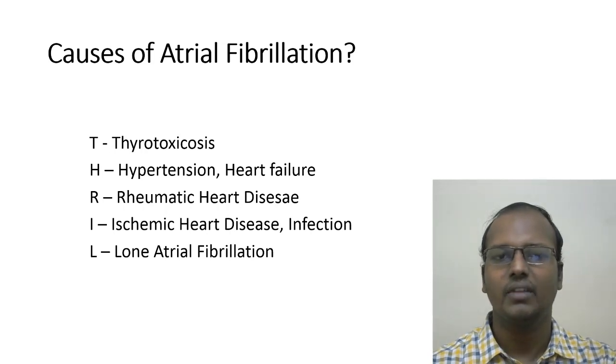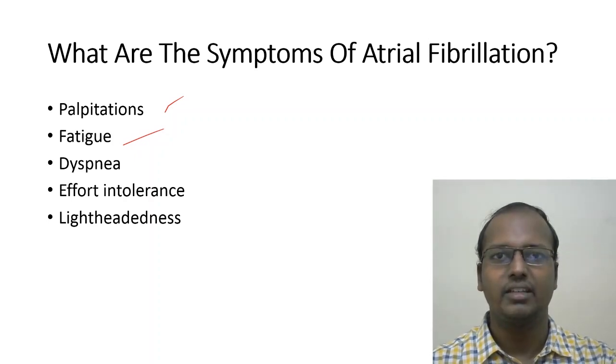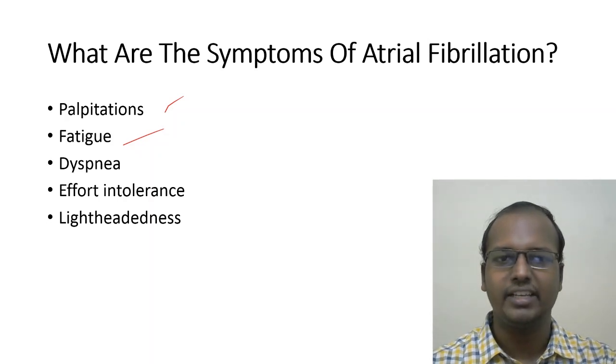So what are the symptoms of atrial fibrillation? Atrial fibrillation can cause palpitation because of the rapid chaotic rhythm. It can cause fatigue because the atrium is not contracting well and the ventricle is also not contracting well. It's contracting at a rapid rate. That means the blood flow received into the ventricle is impaired, and the blood pumped out of the ventricle is also impaired. So it can cause fatigue, exertional dyspnea, effort intolerance, and lightheadedness. These are the symptoms of atrial fibrillation.